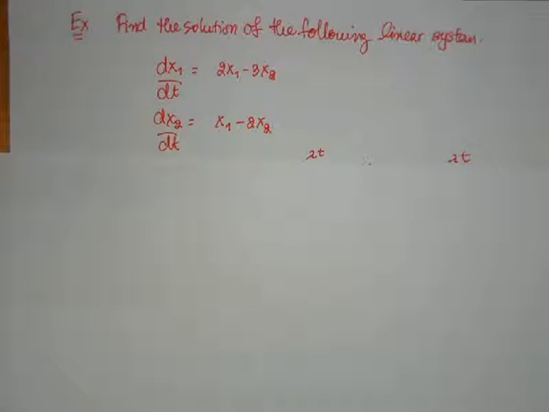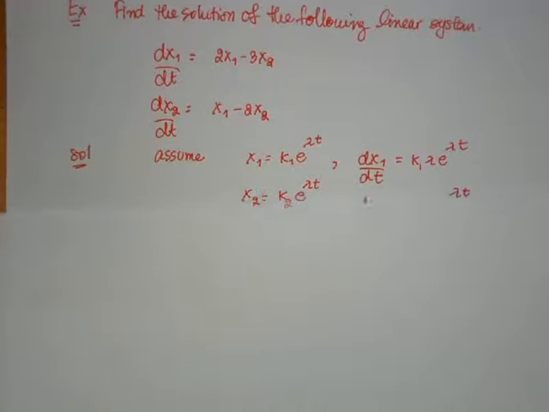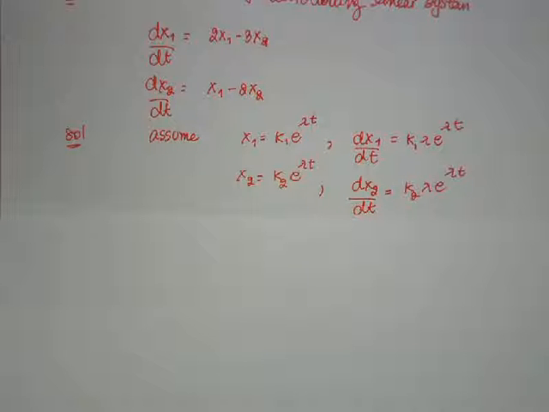And this linear system, again, we have two dependent variables and one independent variable, as you can see, x1 and x2. In order to find the solution of this linear system, you've got to assume x1 and x2. We just assume that x1 is equal to k1 times exponential lambda t, and x2 is equal to k2 times exponential of lambda t. The next step is plugging whatever we assume back into our linear system.